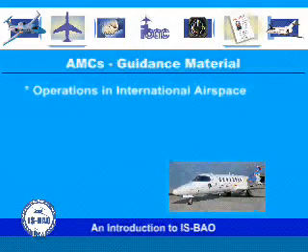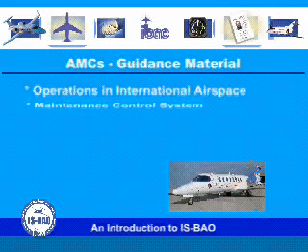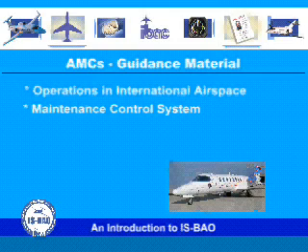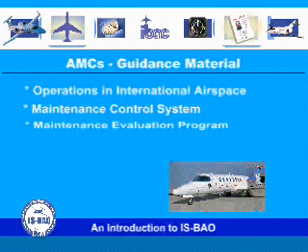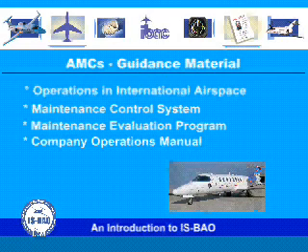The guidance material for operations in international airspace will permit an operator to prepare the procedures manual required to obtain an RVSM or MNPS approval. Guidance material is provided on maintenance control systems and systems for the certification of the proficiency of staff that have undergone training. Generic company operations manuals are provided as guidance material for meeting the operations manual requirements.